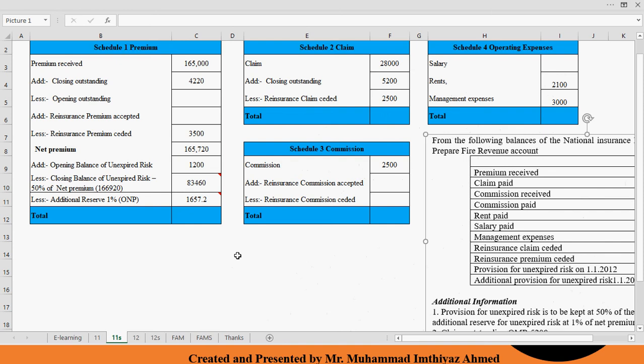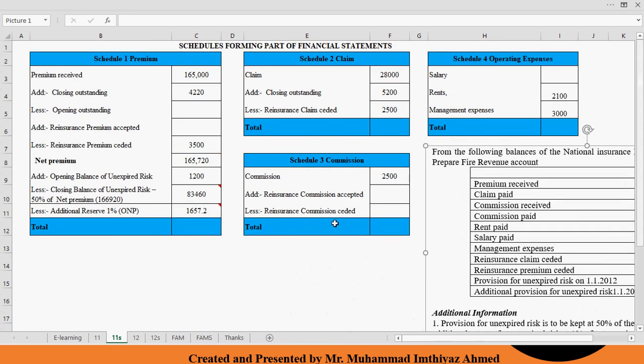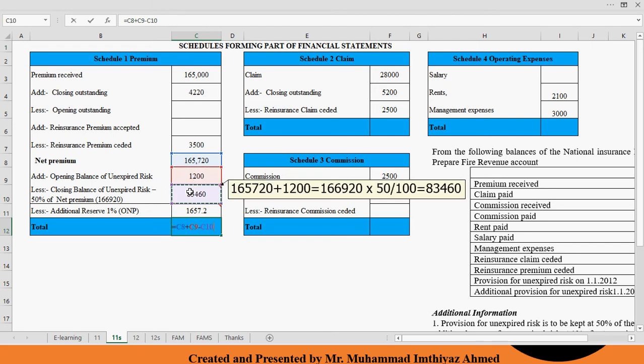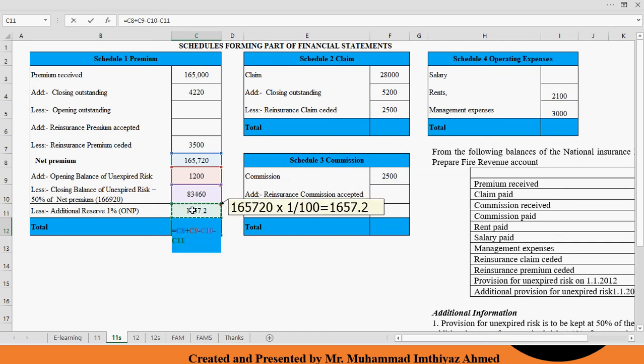Now we have to close our schedules one by one. First let us close premium. So the net premium amount, we need to add opening balance of unexpired risk minus closing balance, 83,460. Then again we need to reduce our additional reserve calculated. So our total is 81,803. Similarly we need to close claim. So claim is 28,000. We need to add closing outstanding and we need to reduce reinsurance claim ceded. So this comes to 30,700. And we don't have any other thing.